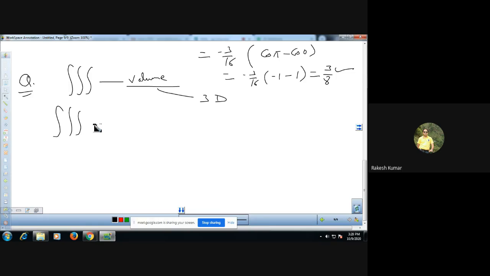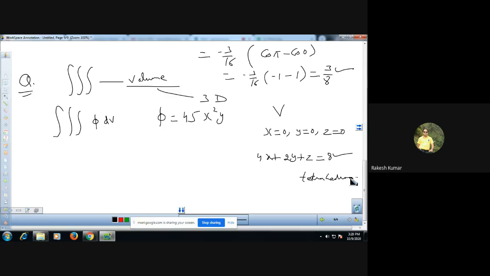The question is to evaluate the integral of phi dV, because this is the volume integral, and phi is given to us as 45 x square y, and capital V is the closed region bounded by the planes x equals 0, y equals 0, z equals 0, clearly in the positive octant, and 4x plus 2y plus z is equal to 8. This is the equation of a tetrahedron. So we have to evaluate this. It is a triple integral, the value of phi is 45 x square y, and dV is dx dy dz. This is the meaning of dV.